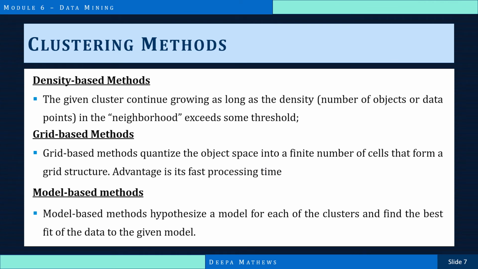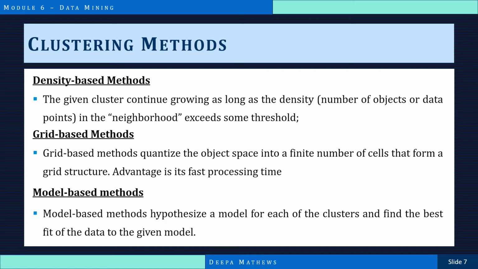The third type of clustering method is density based methods. This method is based on the concept of density. The basic idea is to continue growing the given cluster as long as the density in the neighborhood exceeds some threshold. The density means the number of objects. So this cluster will continue growing as long as the density in the neighborhood exceeds some threshold value.